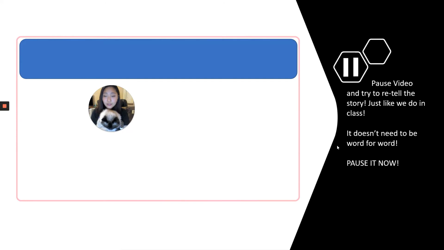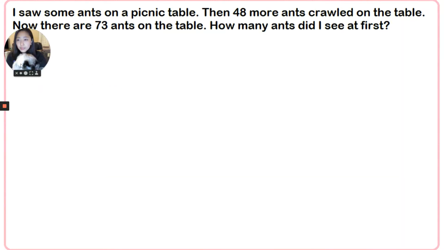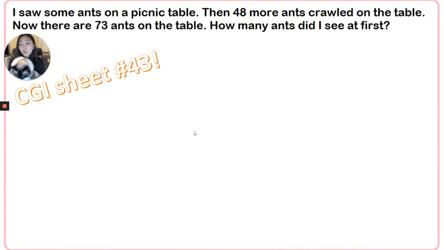So, great job. We're going to keep going. So let's move myself right here and let's talk about this. Today is CGI 43. This is the last sheet that you have on your CGI sheet. So make sure you're on the correct sheet.